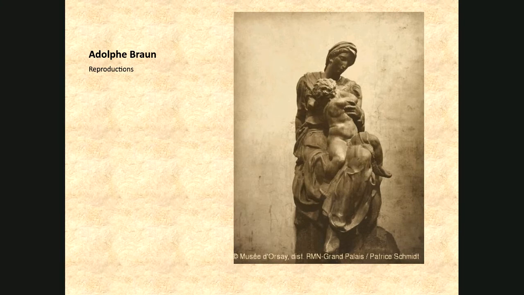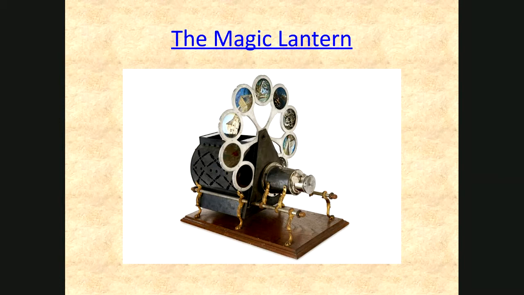Some of these artwork reproductions were made into what's called lantern slides for a device called the Magic Lantern. The Magic Lantern was a device for projecting images onto a wall or a screen, first using candles and oil lamps, and then later on with electricity, they replaced it with a bulb, of course. But the Magic Lantern allowed art history courses to begin being introduced into universities.